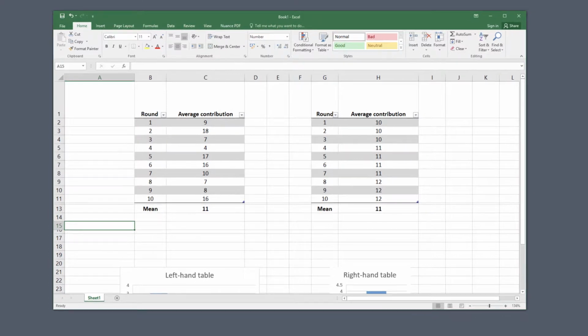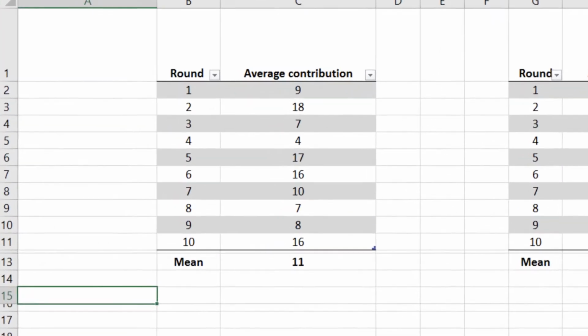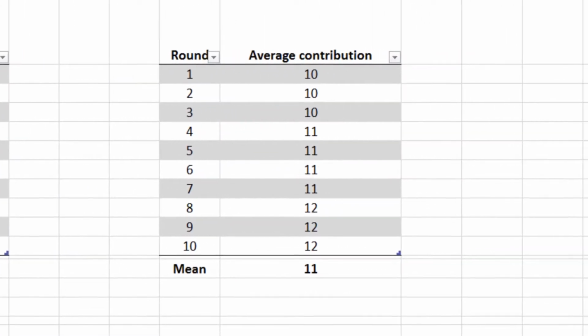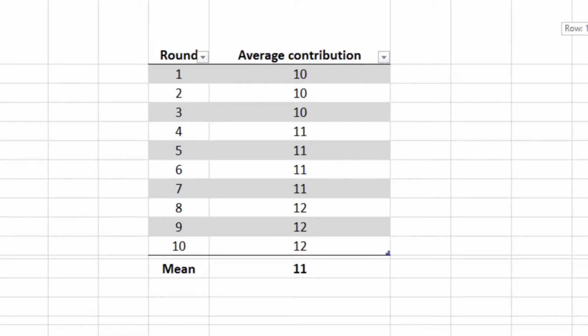In Walkthrough 2.1, you reformatted a table that looked like this. We've also added a new set of data on the right here. Note that both sets of data have the same mean value. We've added those underneath the table.